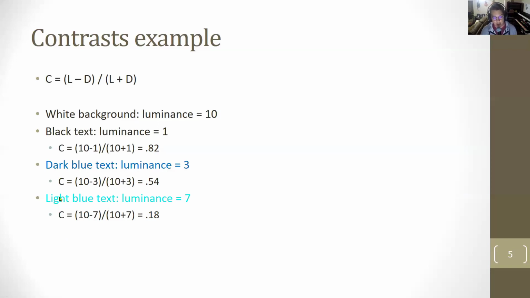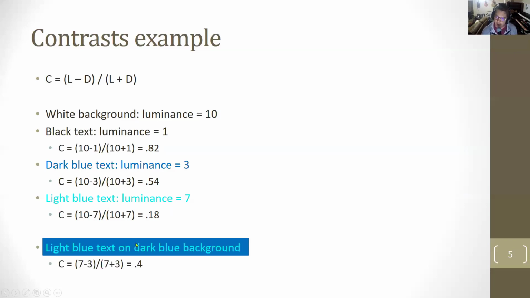So it gets harder and harder to see this light text on a light background. Similarly, dark text on a dark background would be a low contrast and difficult to see. We can also combine, not just a white background. So I know that the luminance of this blue is 3 and the luminance of this is 7. I can put those values in and determine the contrast of this as well.